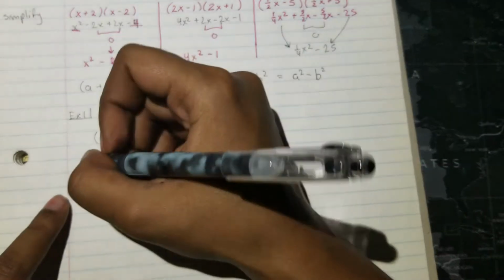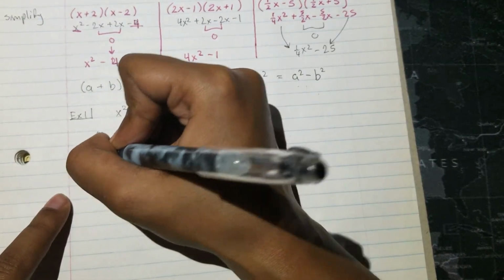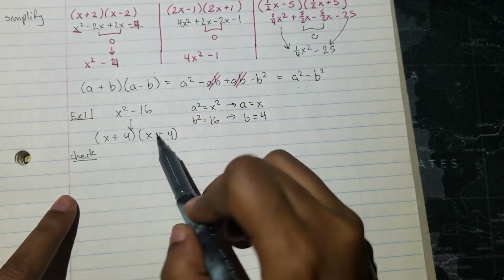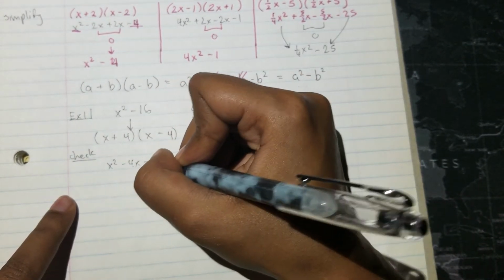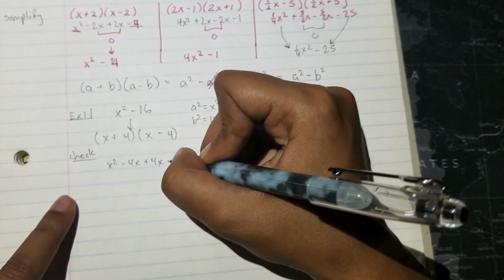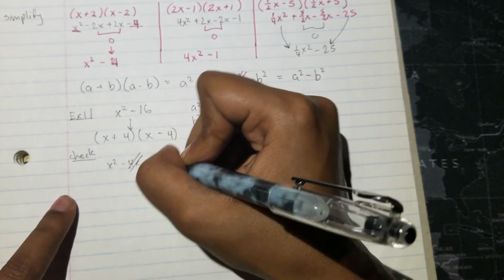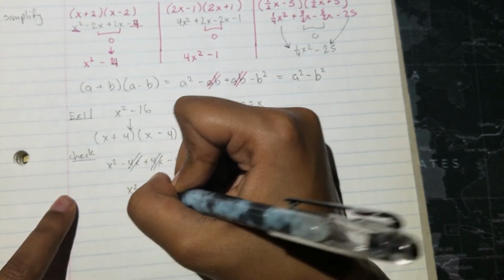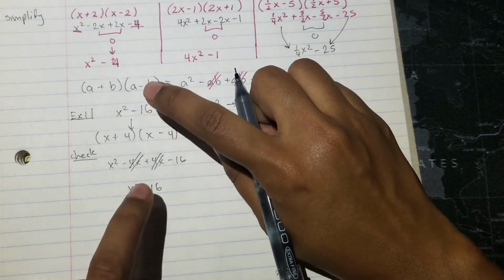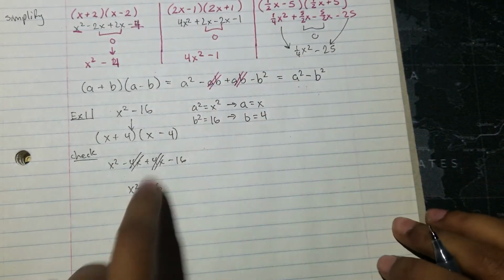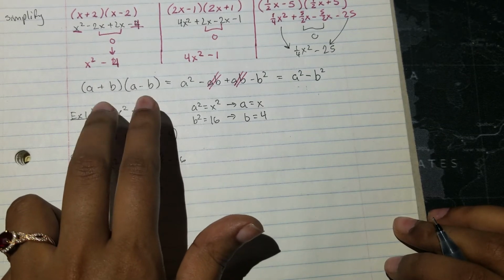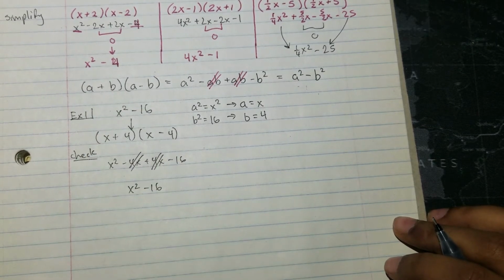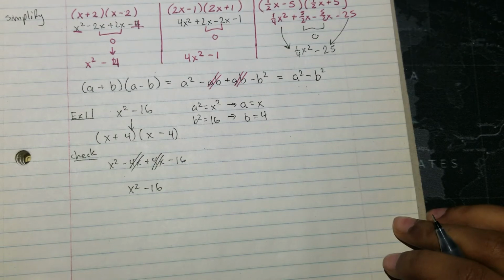And if you want to check, if you're skeptical, you can just distribute. x times x is x squared, x times negative 4 is negative 4x, positive 4x, and 4 times negative 4 is negative 16. Middle terms cancel out. Well, look at that. x squared minus 16, same as what we originally had. So if you just have a binomial with perfect squares, all you need to do is take the square root of the individual terms.